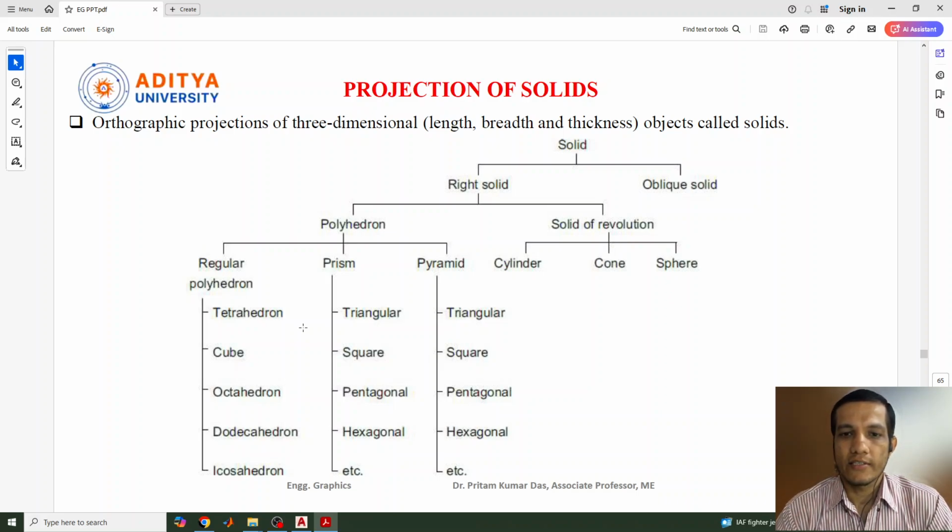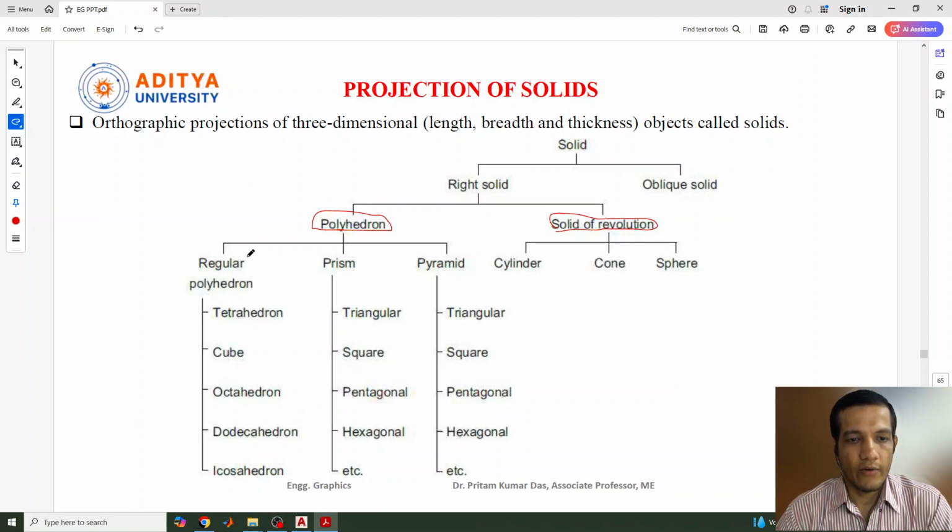Solids are categorized into two types: right solid and oblique solid. The right solid is divided into polyhedron and solid of revolution. The polyhedron is categorized into three types: regular polyhedron, prism, and pyramid. Similarly, the solid of revolution is categorized into three types: cylinder, cone, and sphere. Let's discuss all these points one by one.